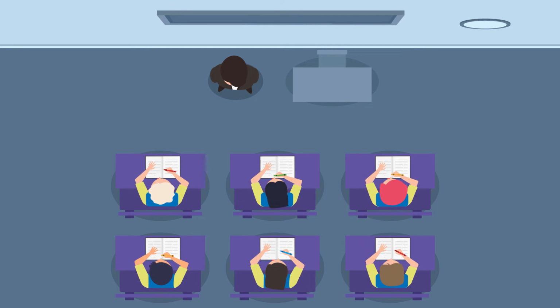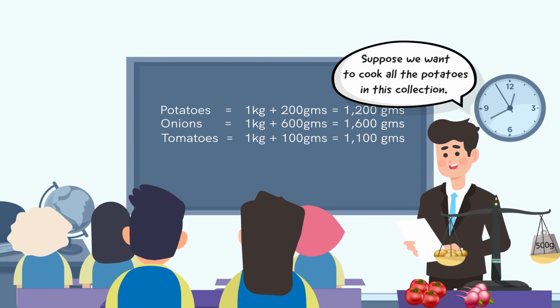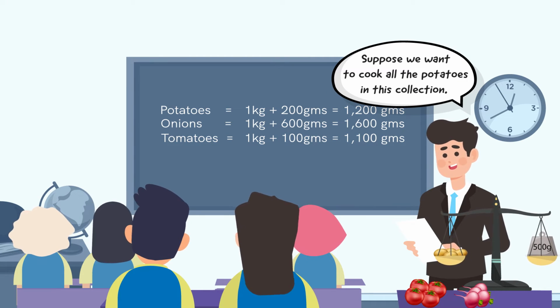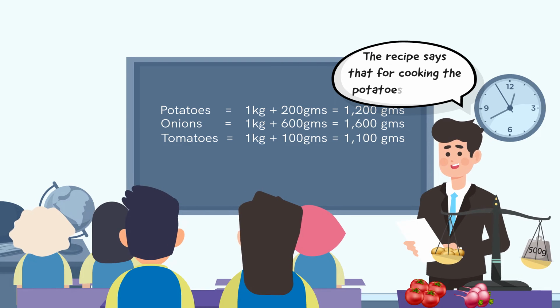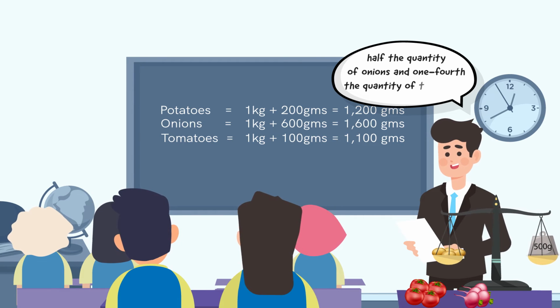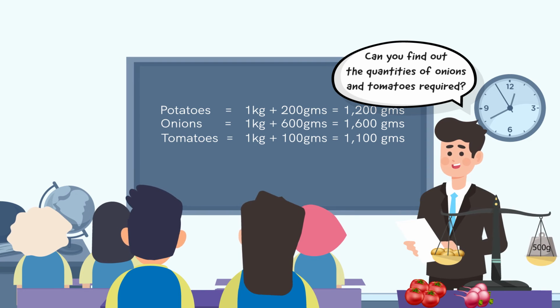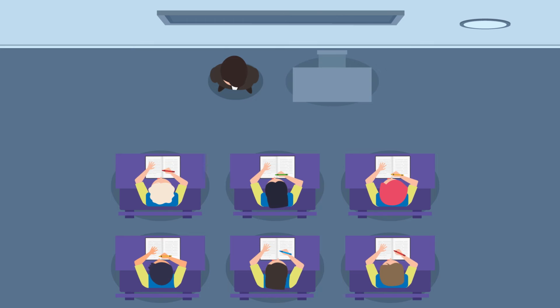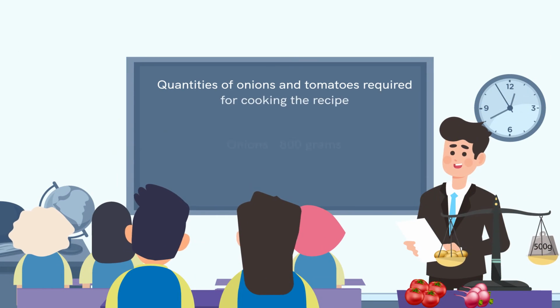Accept the correct answers. Continue with the activity by asking, suppose we want to cook all the potatoes in this collection. The recipe says that for cooking the potatoes, we need half the quantity of onions and 1/4 the quantity of tomatoes. Can you find out the quantities of onions and tomatoes required? Students may perform the calculations in their book. Accept all responses. Discuss the calculation on the board.